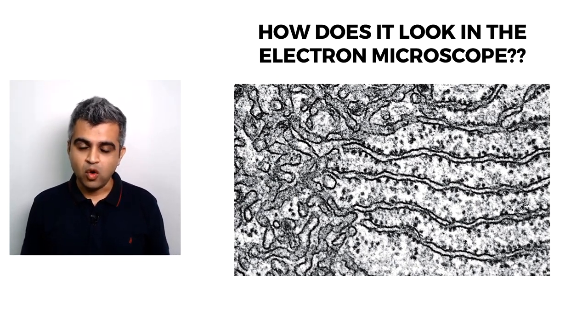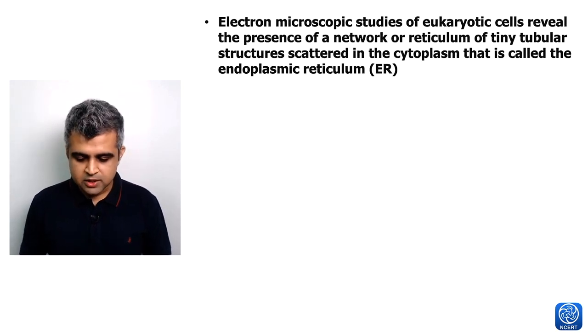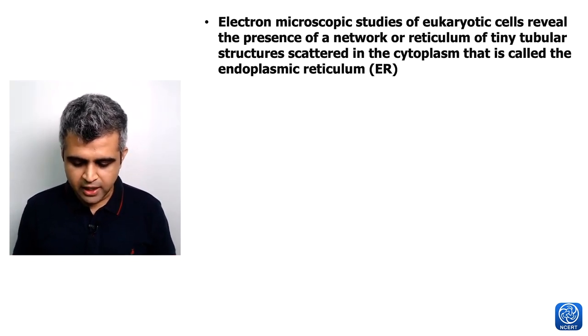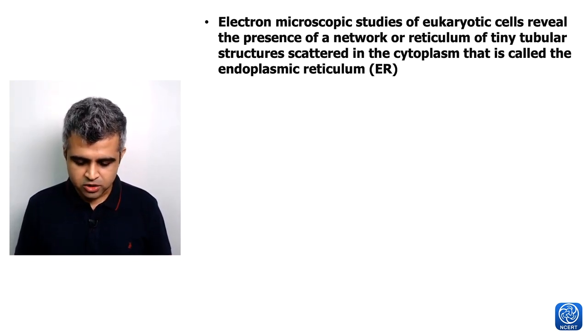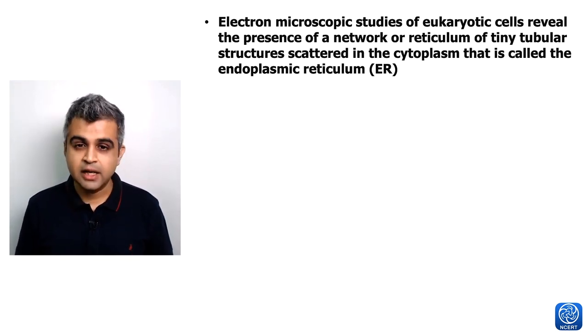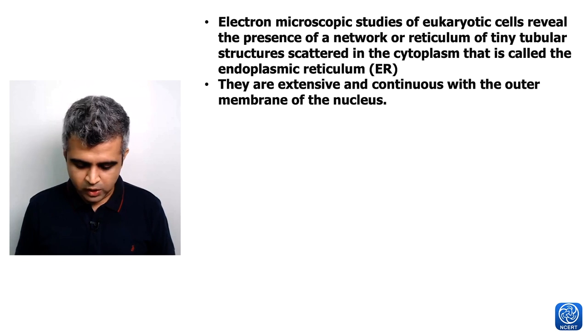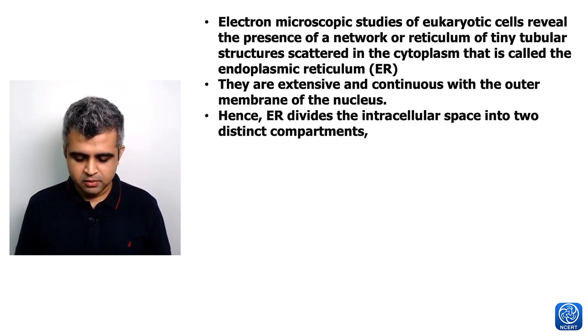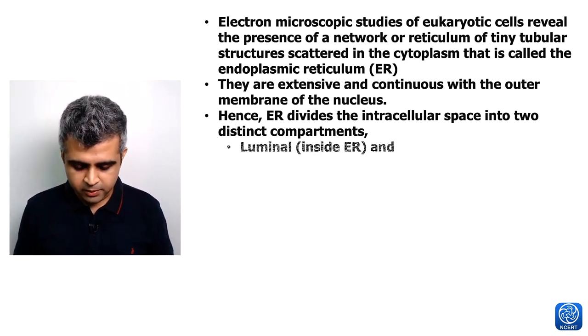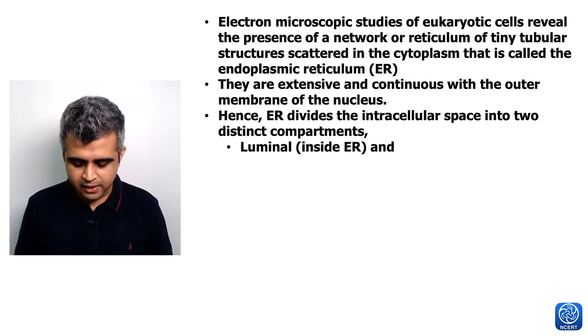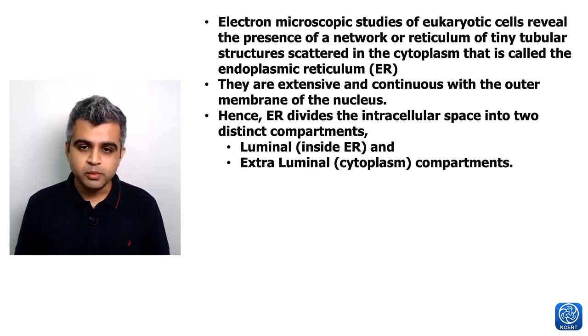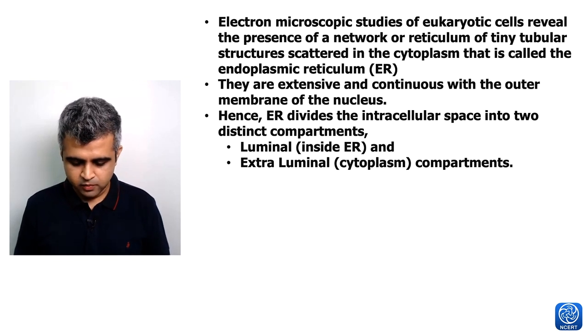Which brings us to what is written in the NCERT about endoplasmic reticulum. Electron microscope studies of eukaryotic cells reveal the presence of a network or reticulum of tiny tubular structures scattered in the cytoplasm that is called the endoplasmic reticulum, found only in the eukaryotic cells. They are extensive and continuous with the outer membrane of the nucleus. Hence, endoplasmic reticulum divides the intracellular space, the space inside the cell, into two distinct compartments: the luminal compartment, which is inside the endoplasmic reticulum, and the extraluminal compartment, which is the cytoplasmic compartment.